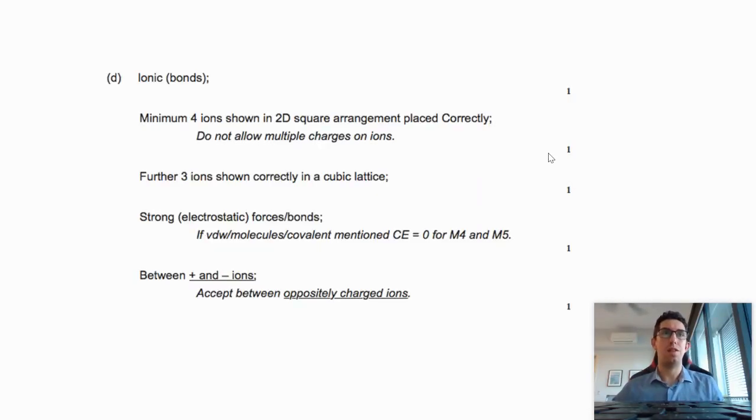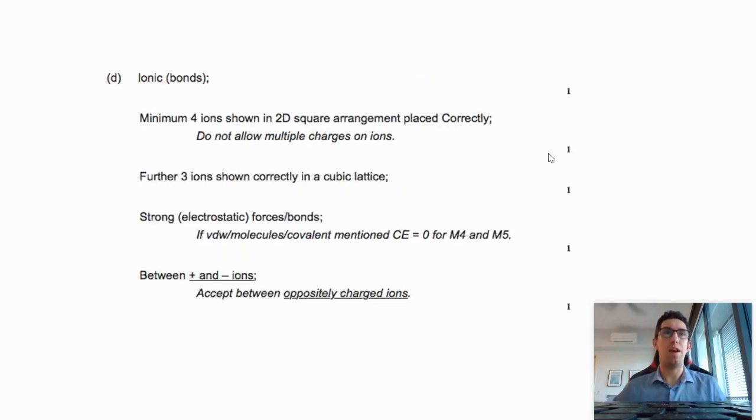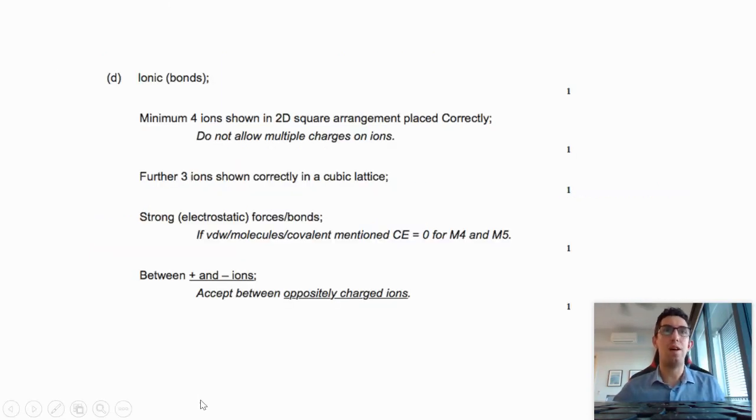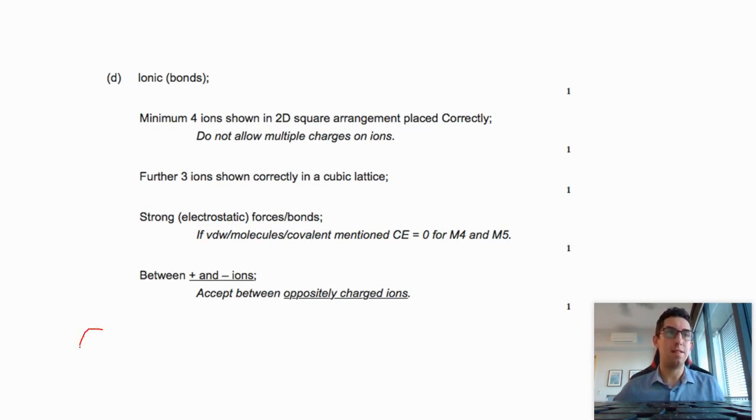Okay, so the answer. The first part says state the bonding involved. That's ionic. I gave that away when I was speaking about it. The second part asked you to draw a diagram showing how the particles are arranged in a silver fluoride lattice, and show the charge on the particles. It says a minimum of 4 ions drawn in 2D. What it means by this is like this: you've got to have circles, you've got to have ions, and you've got to have a charge.